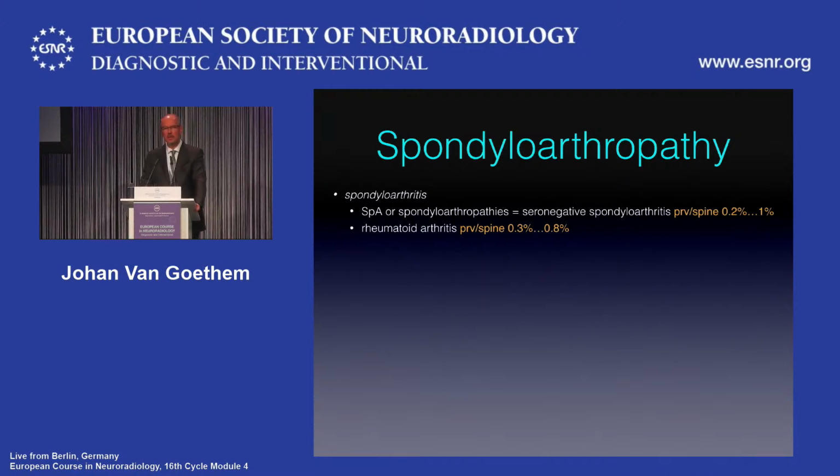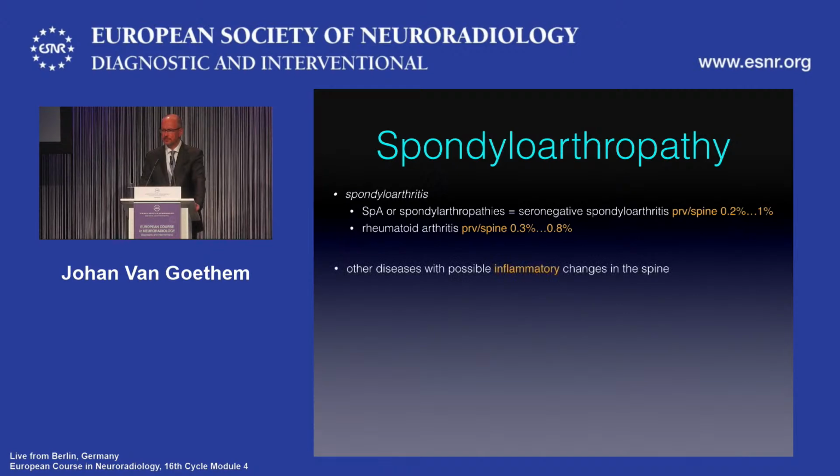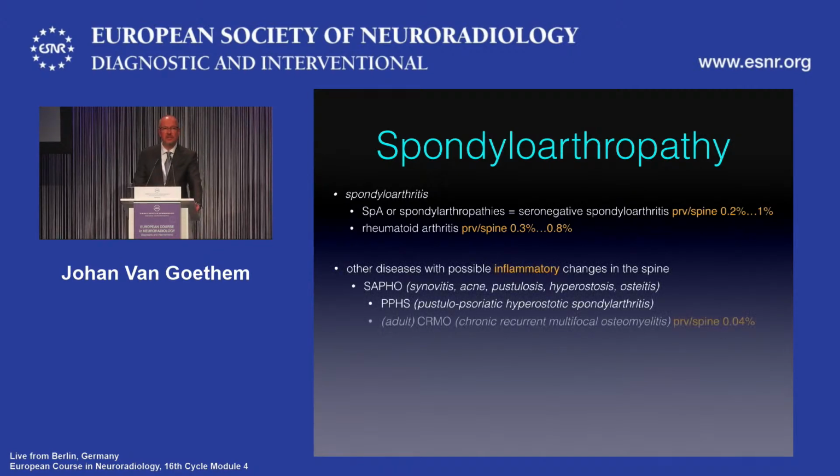The prevalence in the spine, depending on the country where you live, is somewhere between 0.2 and 1%. On the other hand, we have the seropositive ones, which are the rheumatoid arthritis, which I will not talk about, which mainly manifests, as you know, at the craniocervical junction and C2 in the spine. Its prevalence is almost the same as the seronegative ones. There are many other diseases in the spine with inflammatory changes. And some, even rheumatologists, will say that SAPHO for them is a form of spondyloarthropathy. Most will consider this not a spondyloarthropathy, but I'll mention it anyway.